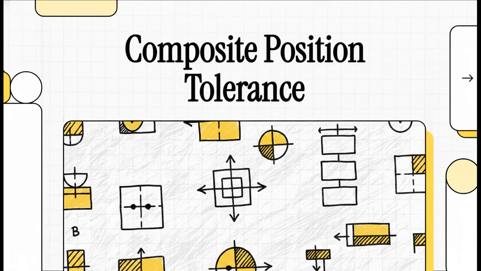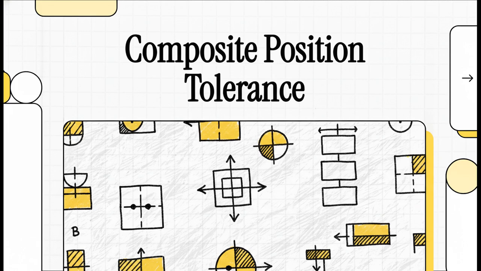Imagine a bolt hole pattern that fits perfectly onto a mating flange, yet when you measure those holes individually, they're not actually evenly spaced. Welcome to The Explainer. Today, we're diving straight into the ASME Y14.5 2018 standard to demystify advanced pattern controls. If you've ever looked at a complex engineering drawing and felt your head spin at the sight of stacked feature control frames, you are in the exact right place.